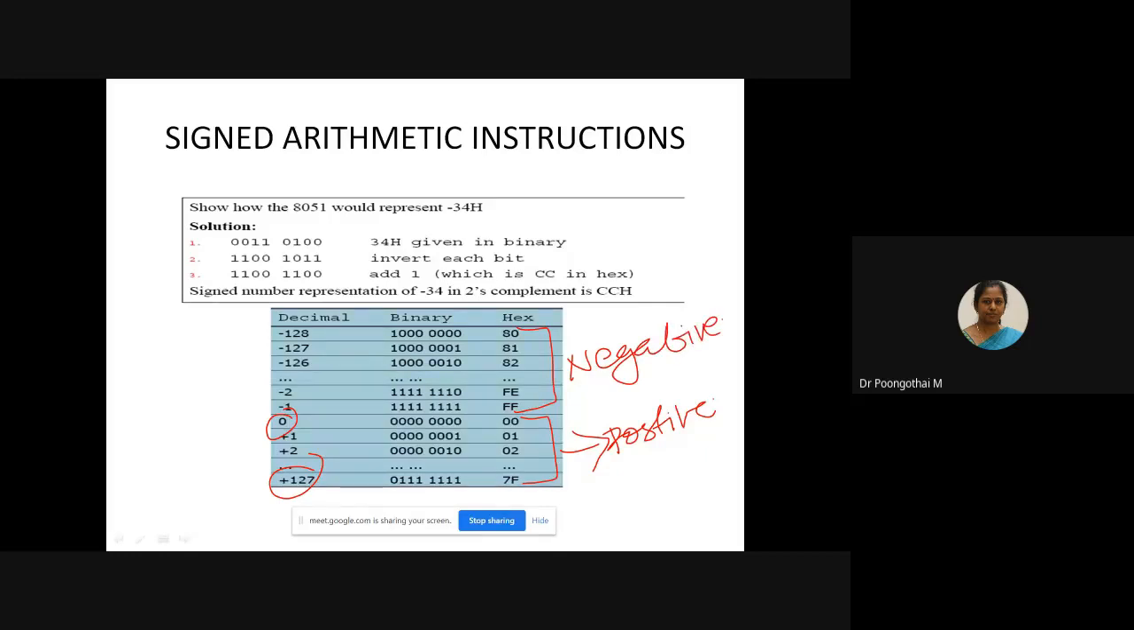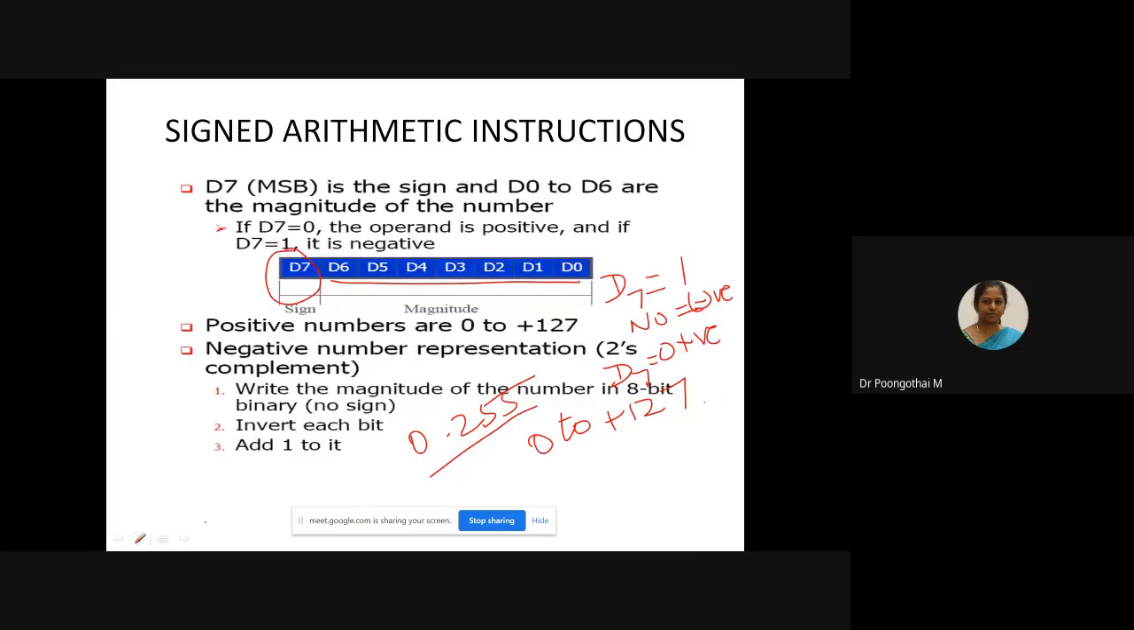So for negative number representation, you have to check the D7 bit. D7 is equal to 1 in the case of negative numbers, and in the case of positive numbers, D7 is equal to 0. In hexadecimal representation, 00 to 7F is the positive range and 80 to FF is the negative range. Okay, is that clear? So positive numbers are 0 to plus 127.